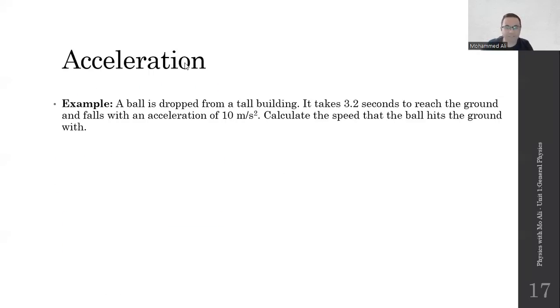This is an extended question. A ball is dropped from a tall building. It takes 3.2 seconds to reach the ground and falls with an acceleration of 10 meters per second squared. Calculate the speed that the ball hits the ground with. Here's the rule: change in velocity over time. What have I given you? Time is 3.2, and the acceleration is 10. So what's the speed? Make it the subject.